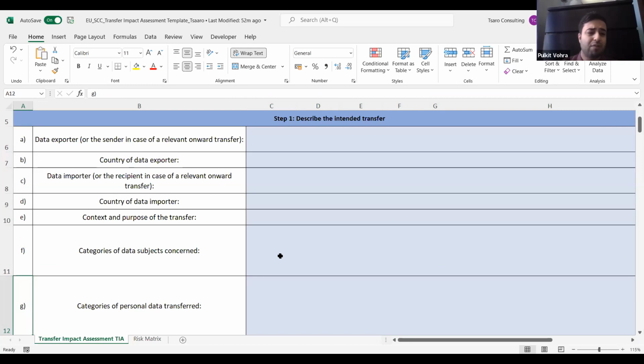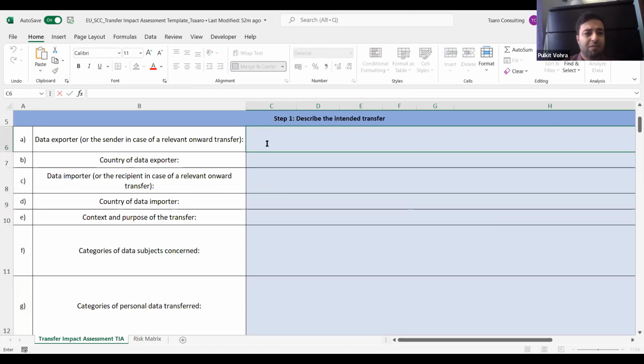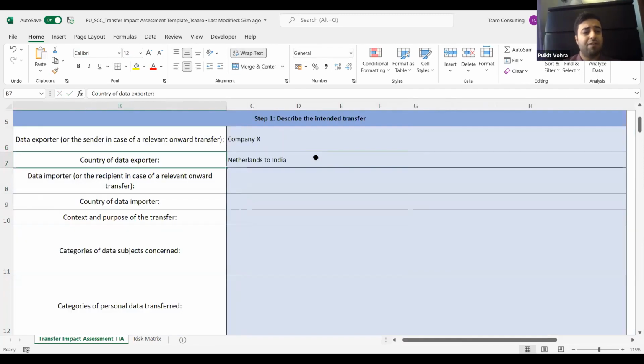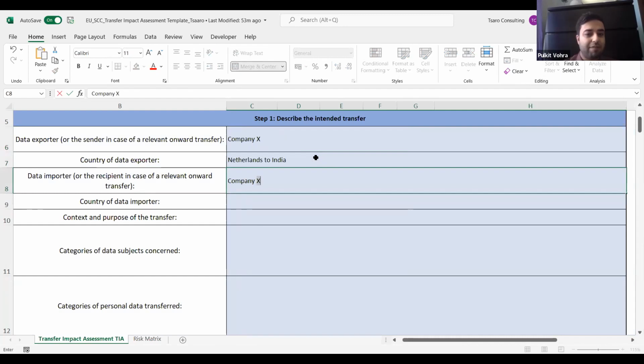Then you put who's the data exporter. Data exporter means who's sending the data. So here you can put the legal entity of who's sending the data. It could be company X. Country of data exporter, like if you're doing it from India to UK, that would be India. Data importer would be, again, the legal name of the organization who's receiving the data. You can say company Y. The country of data importer, again, India to UK, so it would be UK. You can put, yeah, that's okay.